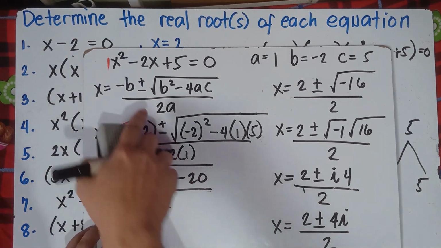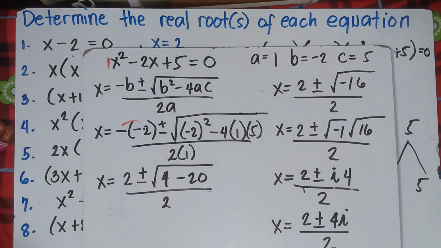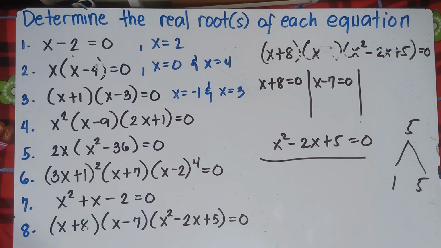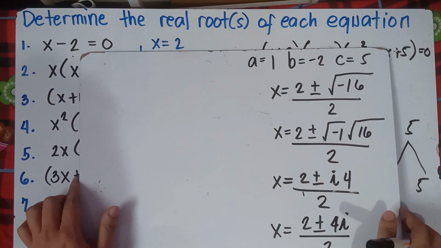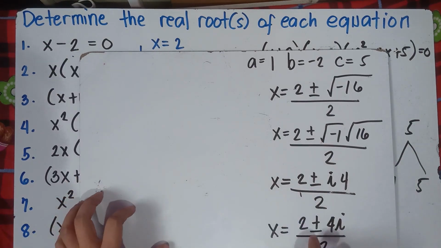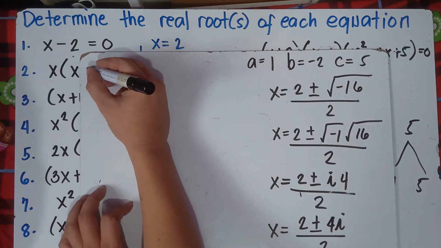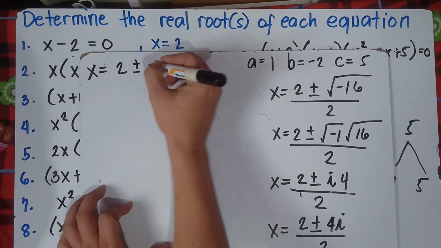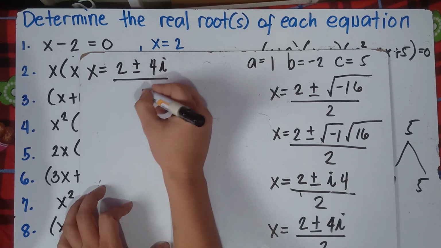Alright, so almost done. You pause the video. I will be erasing this part. So quite tricky, right, for number 8, because we have an imaginary number. Simplify this one, class, positive then negative. Let me copy this one first: x equals 2 positive negative 4i over 2.